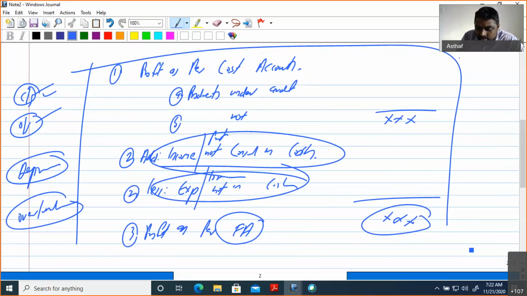Now next one, the same treatment as closing stock will apply for work in progress also. Sometimes they will split like this: work in progress, finished goods. No need to get confused. It is just a split only.